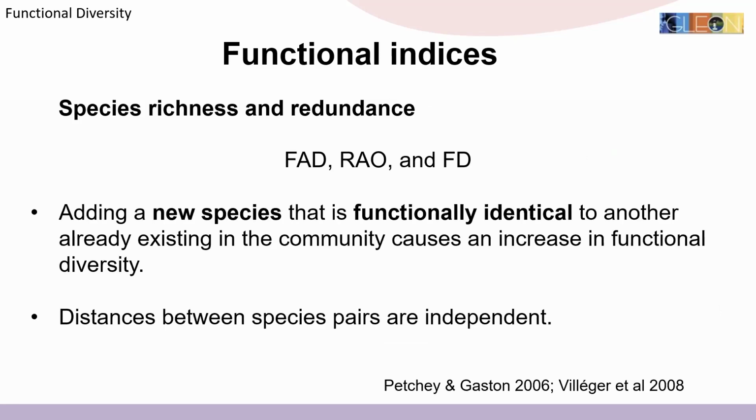For example, FED, Rao's quadratic entropy, and FD from Petchey and Gaston, they are dependent on species richness. So if you add a new species that is functionally identical to another that is already in your community, it causes an increase in functional diversity. But you are not having an increase in a new trait or a different characteristic. You're just adding a new species that is exactly the same. So it's kind of a mathematical problem. It considers that the distance between species pairs is identical, independent.